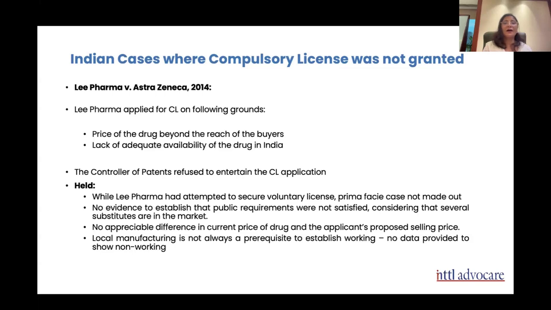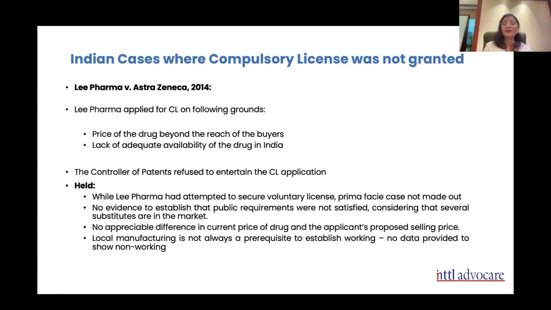So there was linagliptin, there was vildagliptin, there were so many other gliptins available in the market. Therefore, it was not a case where the public requirements were not being satisfied by an alternative drug. Then the next point was that there was no appreciable difference between the current price of the drug and the applicant's proposed selling price. So the applicant also failed to show that the drug was so expensive that it is not affordable to the patient.